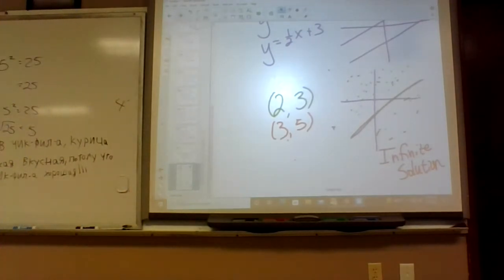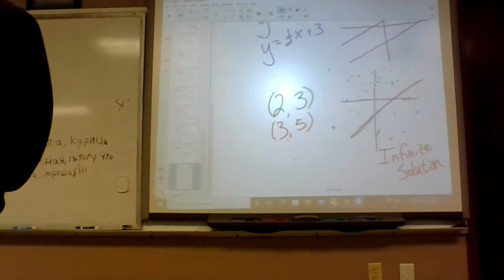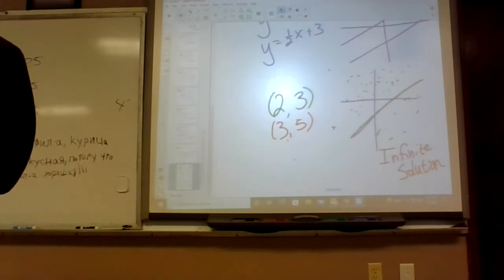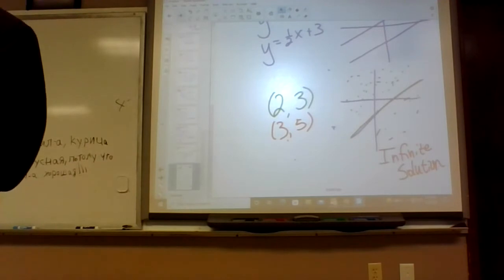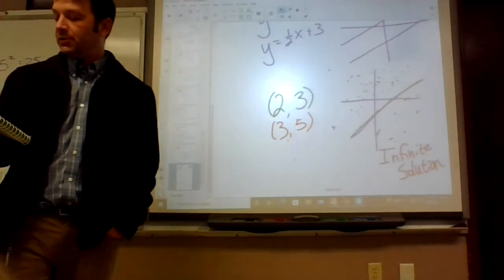Okay, on number 4, what's the common solution for those two lines? Right, there's an infinite number. So the book wanted you to write the equation of the line, like slope and intercept and all that stuff. But it's okay, I'm just going to say it's okay to put infinite solutions.